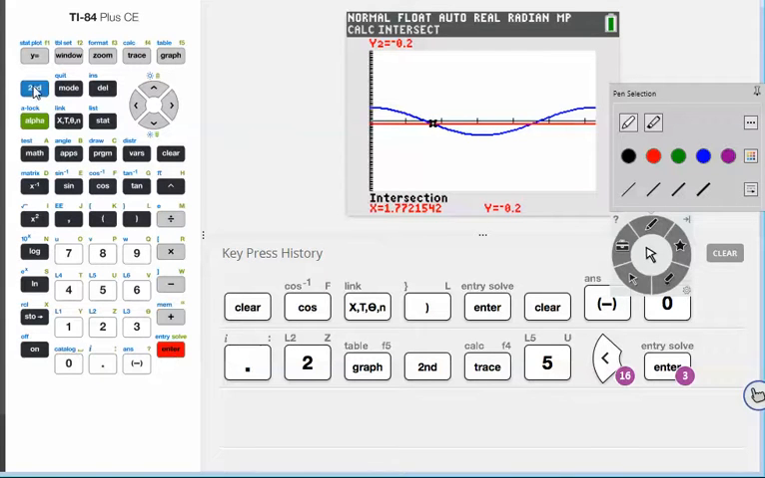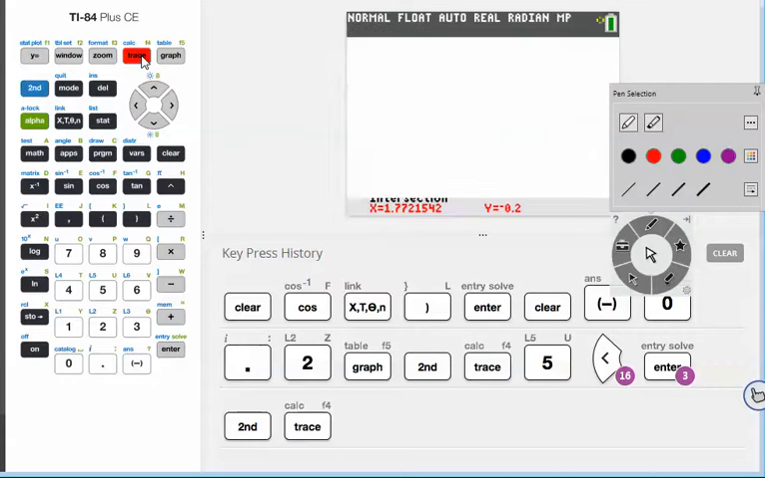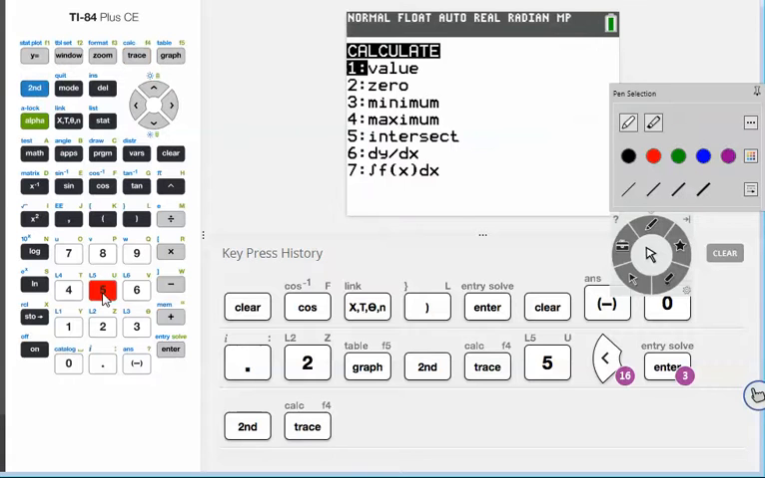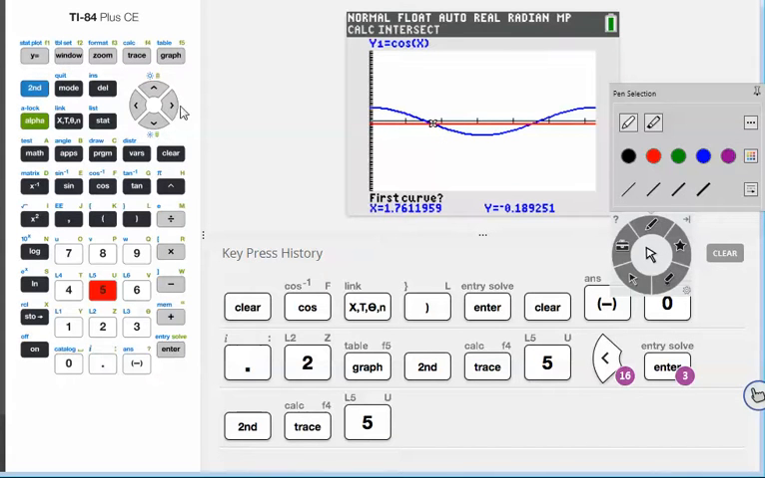And to get the other one, I do the same thing again. Second calc, intersect, and it says select first curve, so I move over here because if not, I'm going to get the wrong intersection. So here I'm going to go right here, hit enter, and enter again, and then boom, I get 4.511.